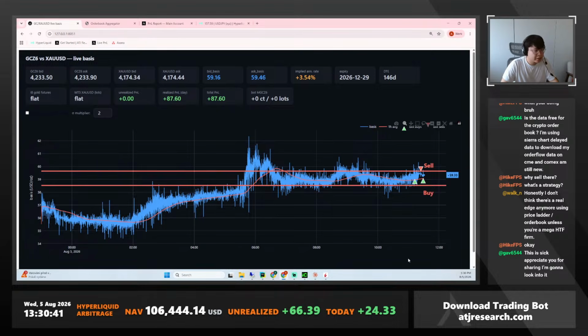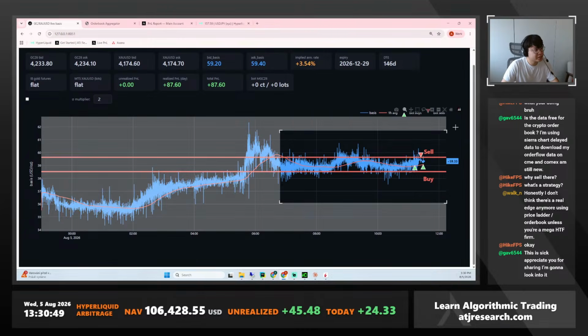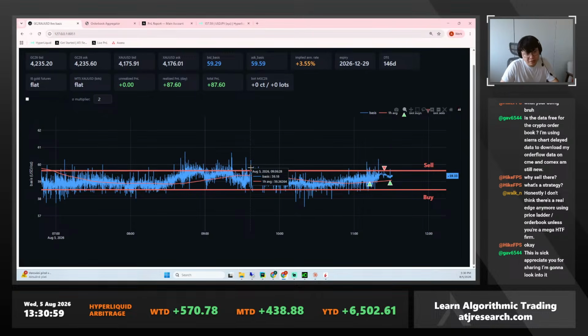Why sell there? What's the strategy? Oh yeah, so here we're computing a Bollinger Band. I removed the Bollinger here, but basically this is the basis chart between GC futures and XAUSD spot. So when the basis is high, it means that futures is more expensive than the spot price, and when it's low, then it's less expensive than the spot price. So we are selling futures and buying spot.